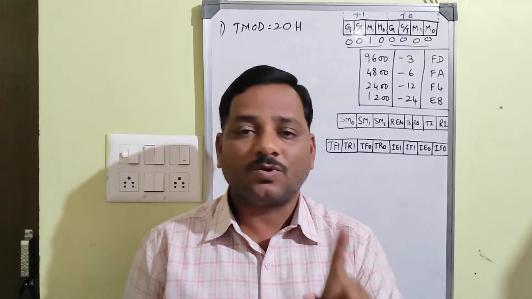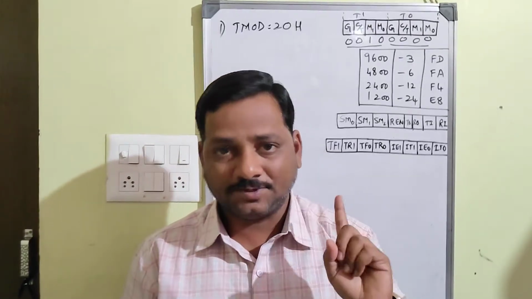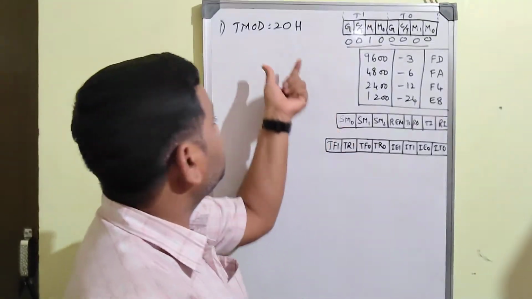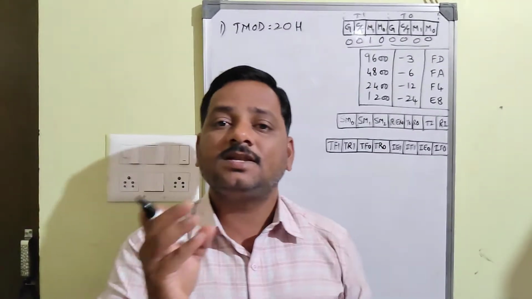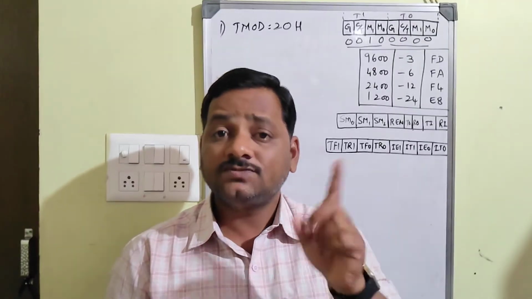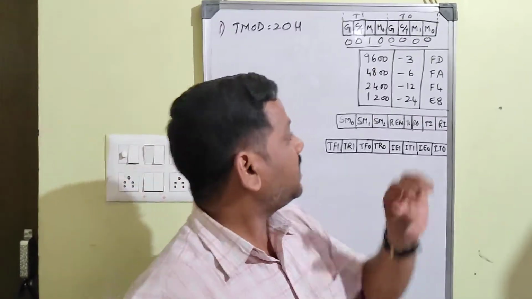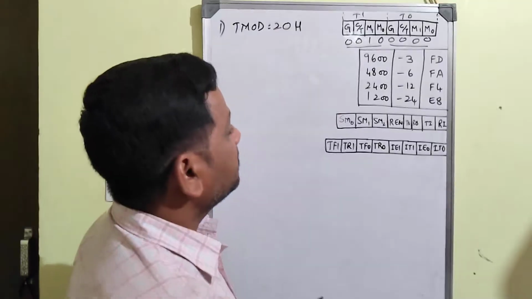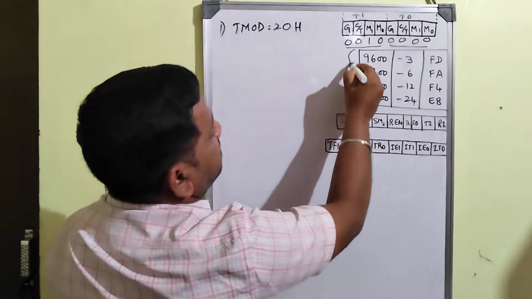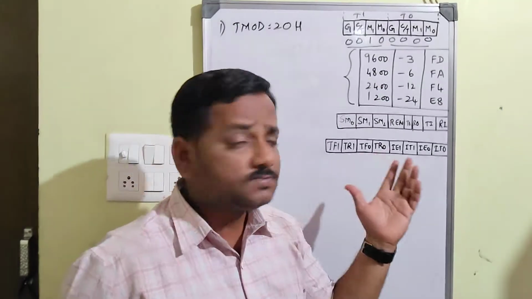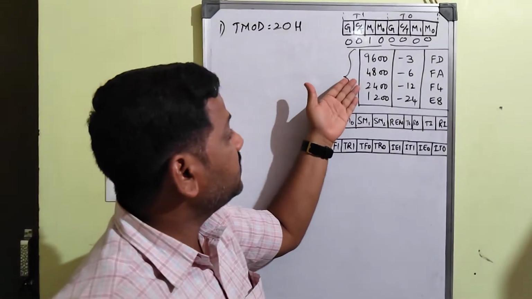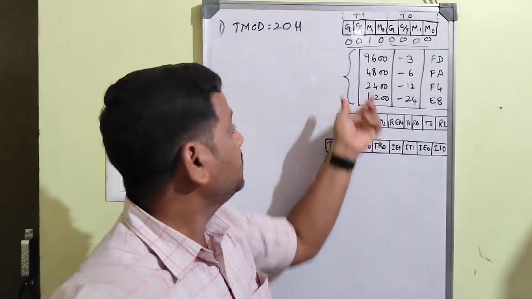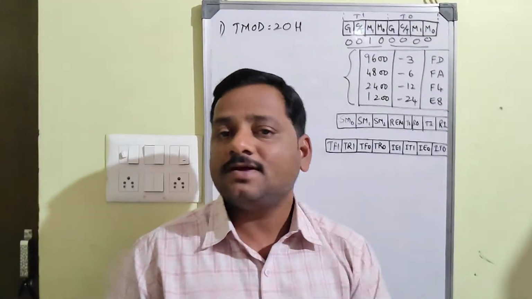So what's happening there? We are selecting timer 1 in mode 2. That is the very first step. After selecting timer 1 in TMOD, you have to enter the value into the timer which will decide the baud rate. I have mentioned some tables here. Generally we use these baud rates: 9600, 4800, 2400, 1200. Any one among these we need to use as a baud rate.